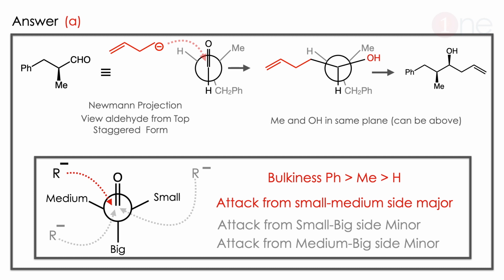So here bulkiness decides which side the attack will come from. So you have to write it in the Newman projection, then you have to be able to convert it into the normal form. Here you have to learn two things. One is how to write the Newman projection in staggered form, and you have to decide the less crowded attack from the Newman projection. So the attack will be on the medium and small side, as the other sides are crowded.